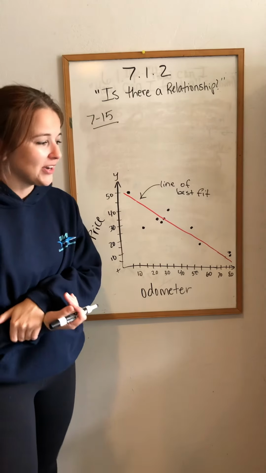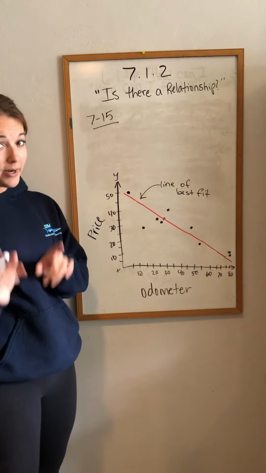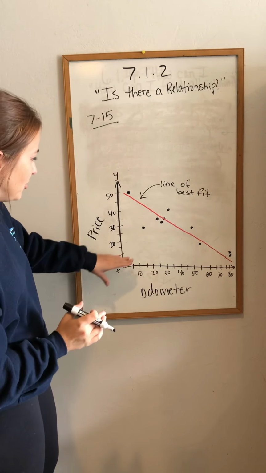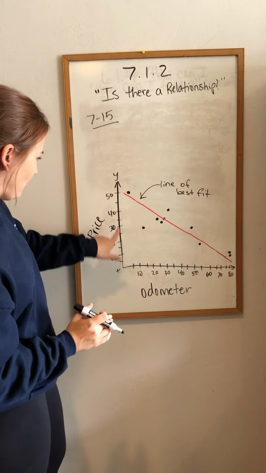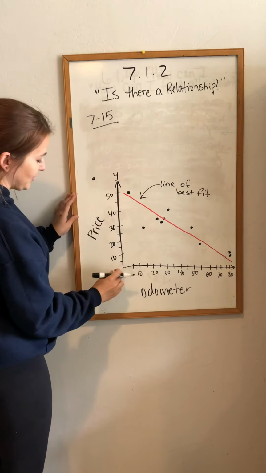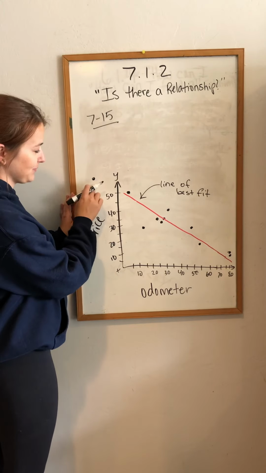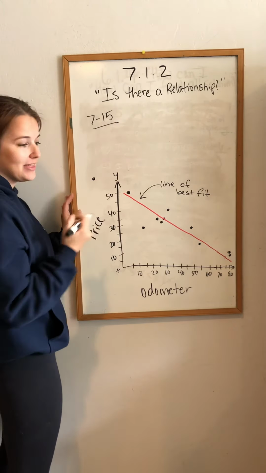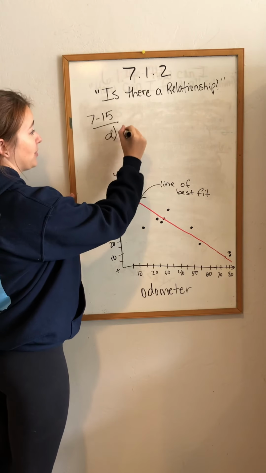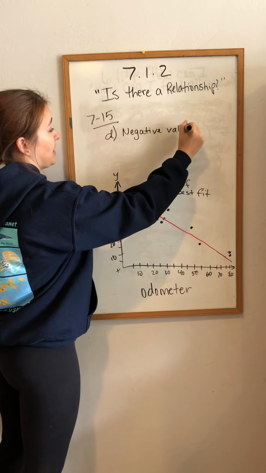Now it's asking, are there any limits to where your line makes sense? It wouldn't make sense if we went into the negatives. If there was a point over here, that would be like negative 10,000 miles is $60,000. That doesn't make sense. So for part D, I would put that negative values wouldn't make sense.